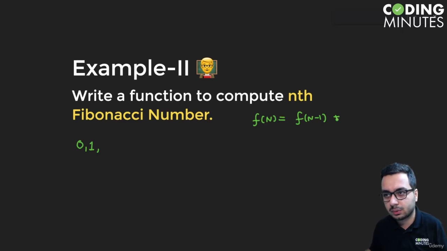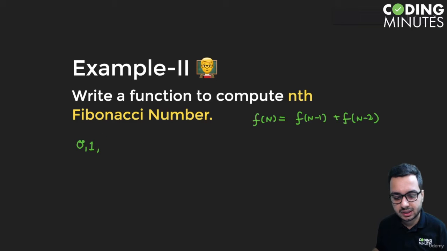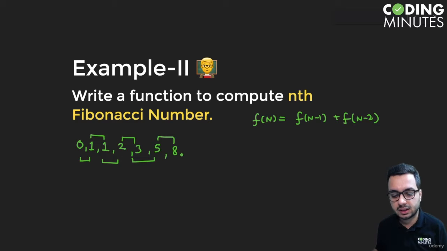Okay, so the nth term is nothing but the sum of the previous two terms: f of n minus 1 plus f of n minus 2. And if I talk about what would be the next term, it would be the sum of these two, that is 1. What would be the next term? Sum of these two, that is 2. The next term would be 3. The next would be 5. The next would be 8. The next would be 13, and so on.